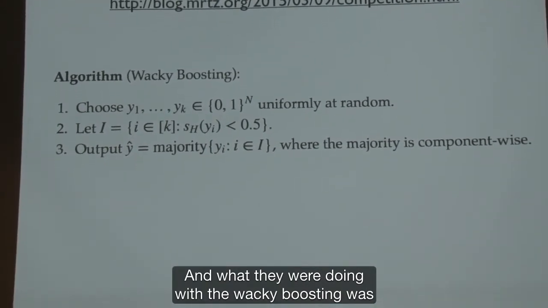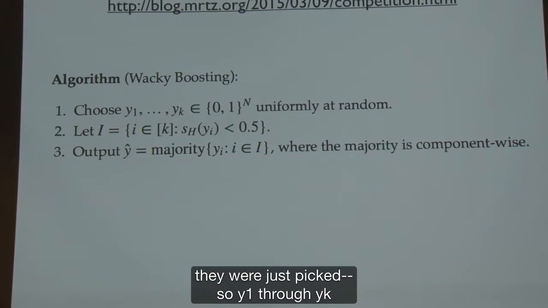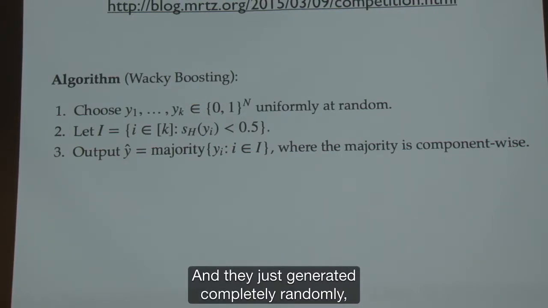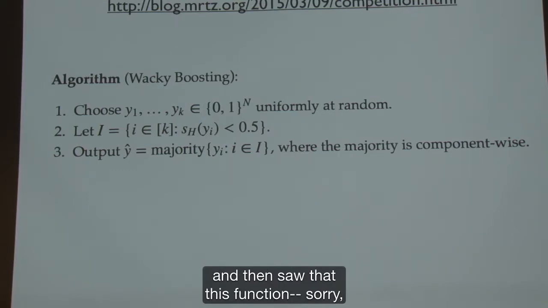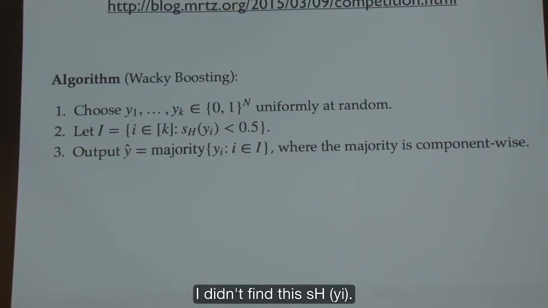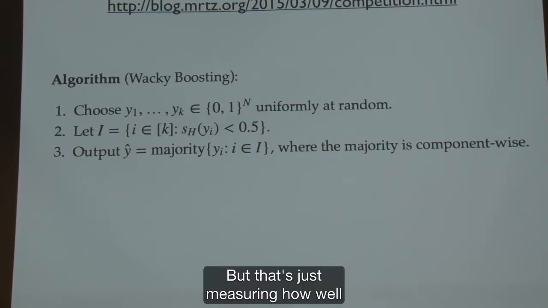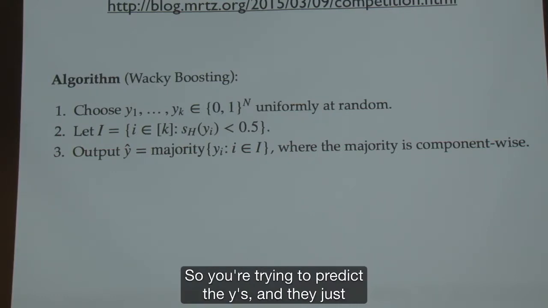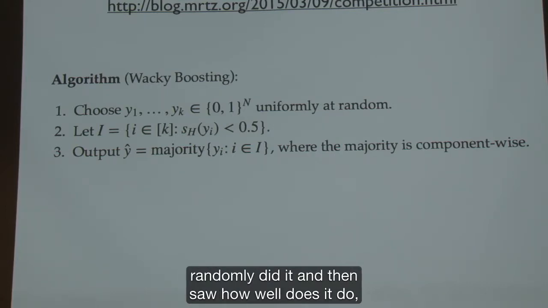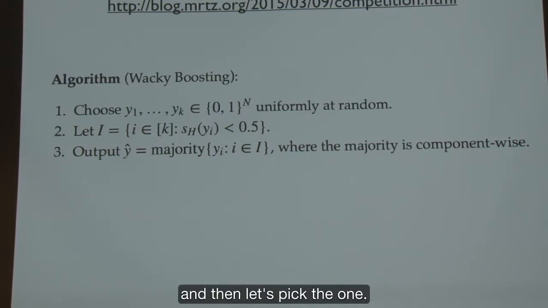What they were doing with the wacky boosting was, Y1 through YK are completely random binary vectors. They just generated them completely randomly, and then this function, sorry, I didn't define this, S sub h of yi, is just measuring how well that particular classification did. You're trying to predict the y's, and they just randomly did it and then saw how well it does, and then picked the best ones.